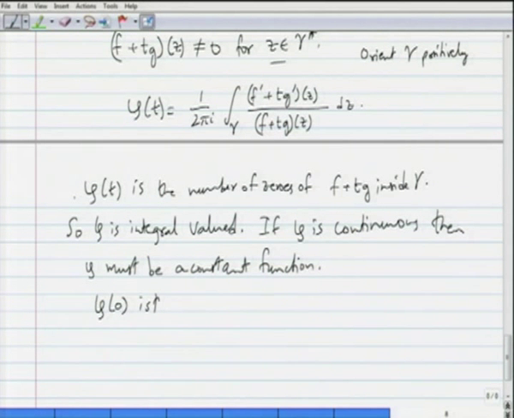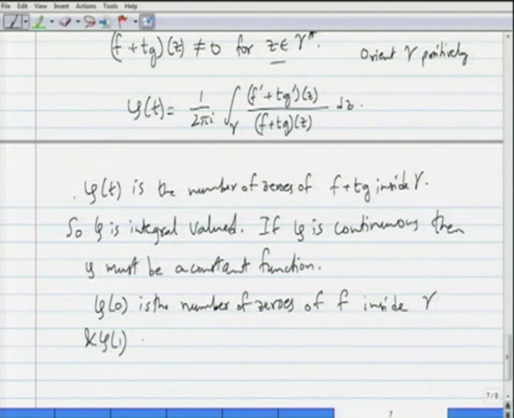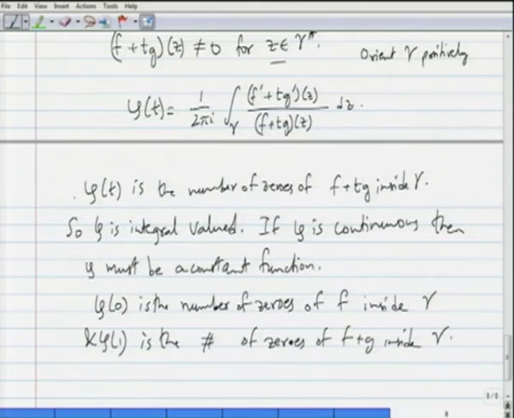And what is of interest is the value of phi at 0. Phi of 0, I mean t equal to 0 gives us f prime by f as the integrand. Phi of 0 is the number of zeros of f inside gamma. And phi of 1, t equals 1, gives us f prime plus g prime by f plus g in the integrand here. So phi of 1 is the number of zeros of f plus g inside gamma. So, if phi is continuous and phi is a constant, then phi of 0 is equal to phi of 1, and so the number of zeros of f will be equal to the number of zeros of f plus g. So, all the hard work is actually inside proving that phi is actually a continuous function.